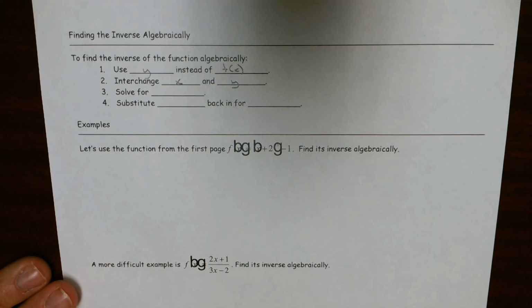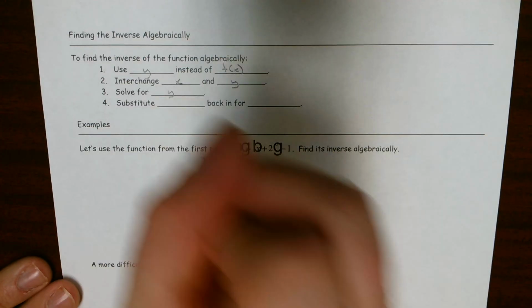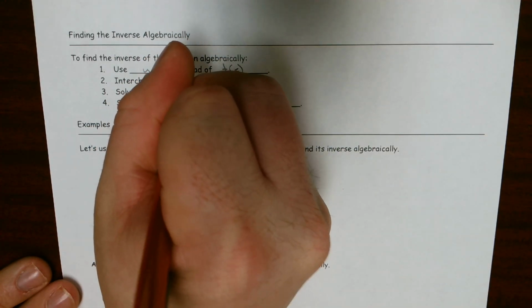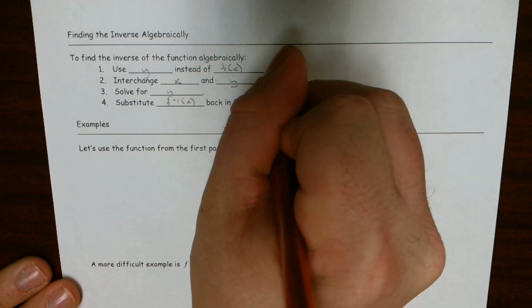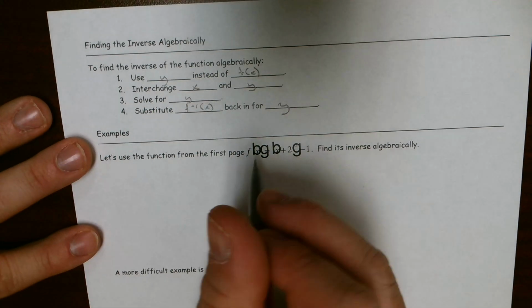variables. Okay, an inverse is a reflection of the line y equals x. Should make sense. Flip the x and y. We're going to then solve for y, and we're going to substitute f to the -1 of x back in for y when we're done, just so we have the correct notation. So let's take a look here at this first one.